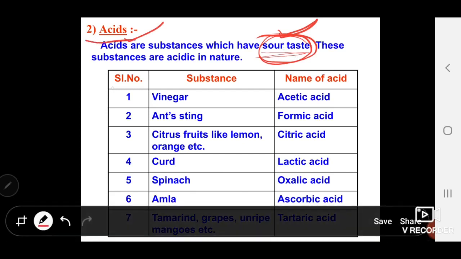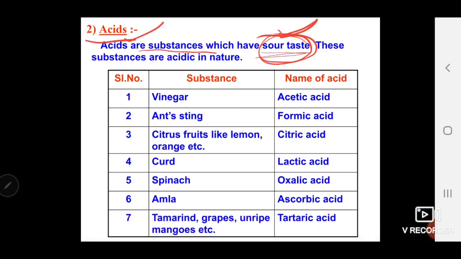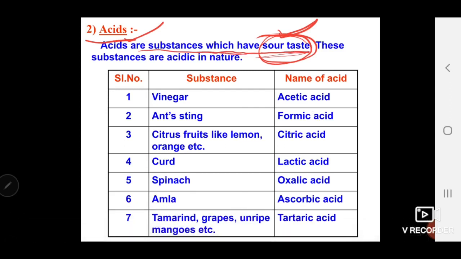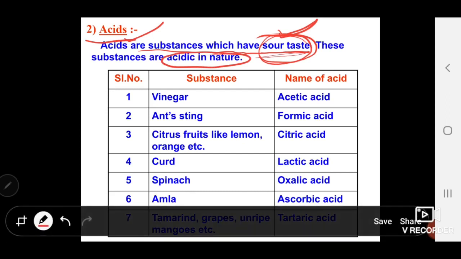Shall we list out some of the substances and what kind of acid is present in particular substances? Before that, keep in mind, acids are substances which always have a sour taste and are always acidic in nature. This is very, very important. Let me list out some substances and the kind of acid present in them.